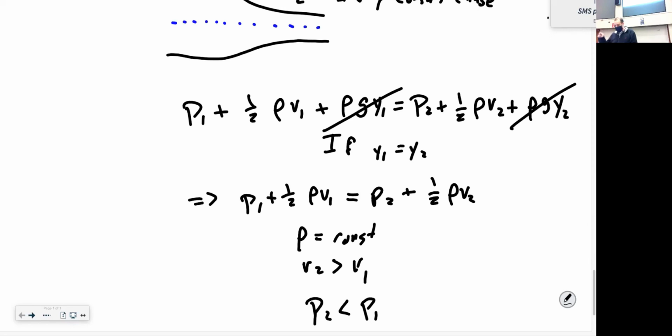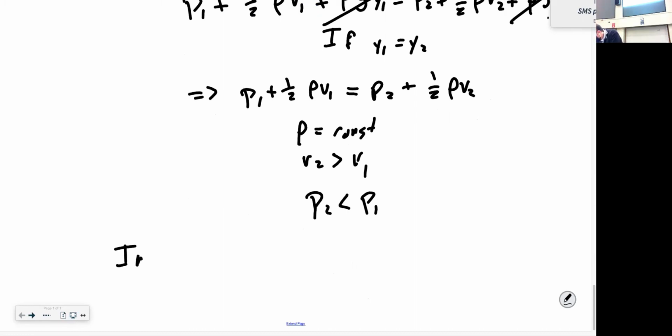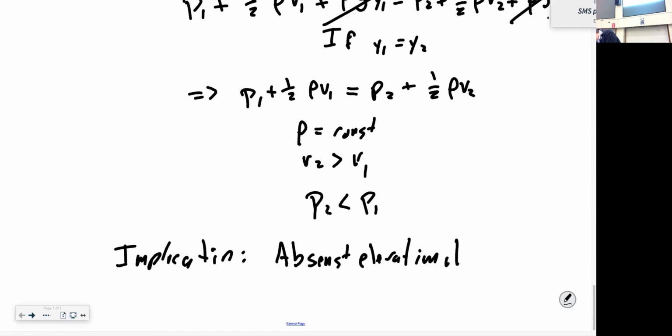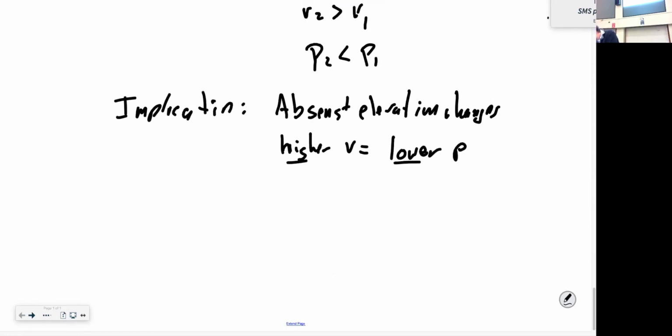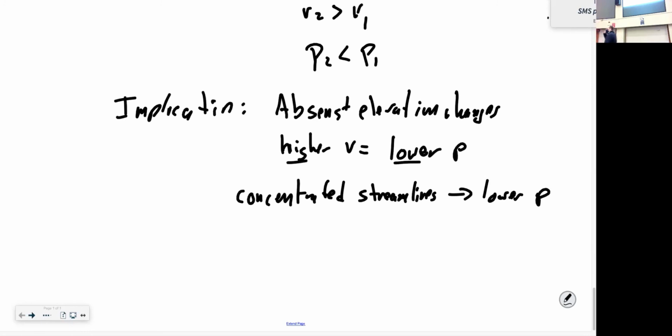This implies that, absent elevation changes, higher velocity equals lower pressure. Concentrated field lines, streamlines, implies lower pressure, which is probably not intuitive. It's probably backwards of the way you would have guessed if we hadn't written the equations down and done this out from scratch.